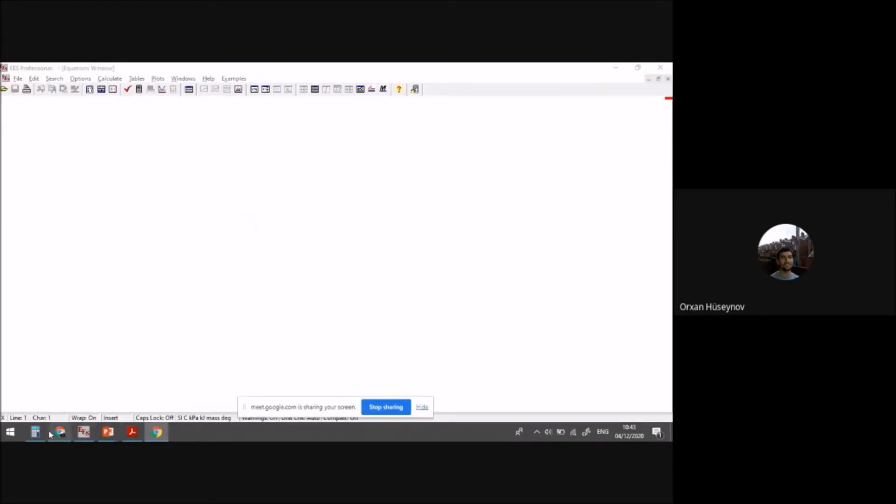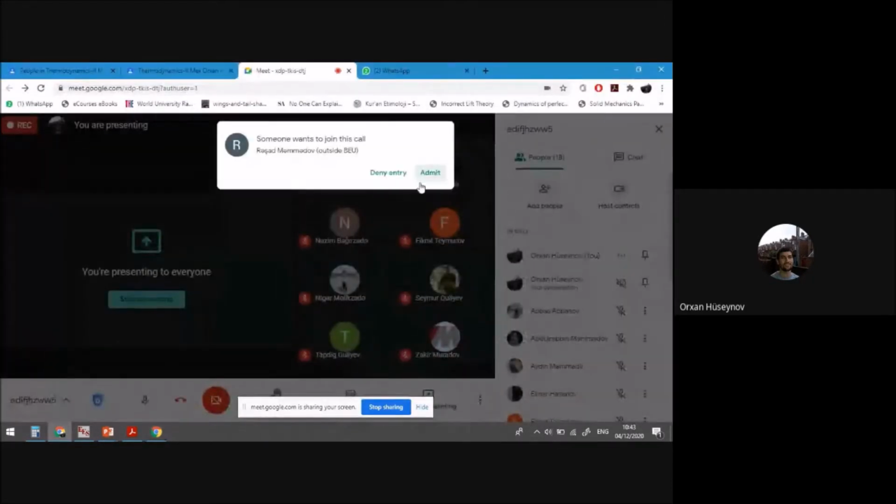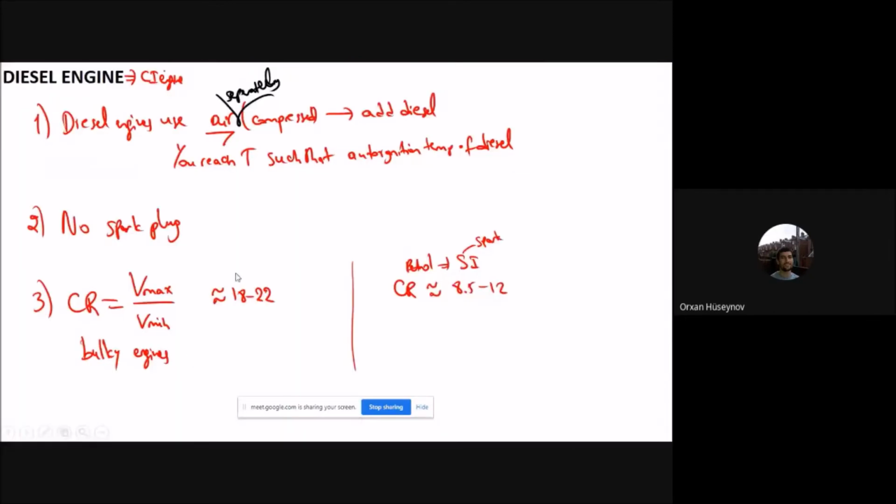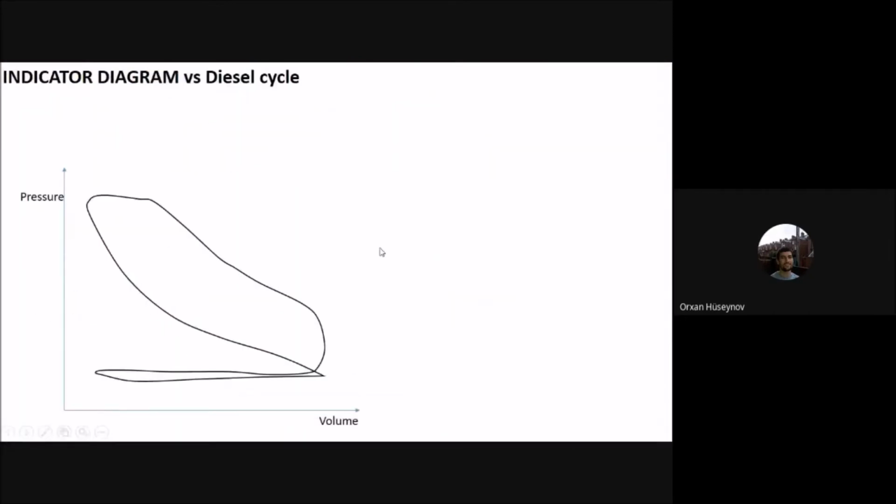Now I will talk about the real cycle of the diesel engine. The diesel engine real cycle is also called the indicator diagram. In the real cycle, you can see the differences between the petrol and the diesel engines. First, you have the compression stroke, it is not a problem. So you have 1 to 2, let's say, the compression. This one is the real one.